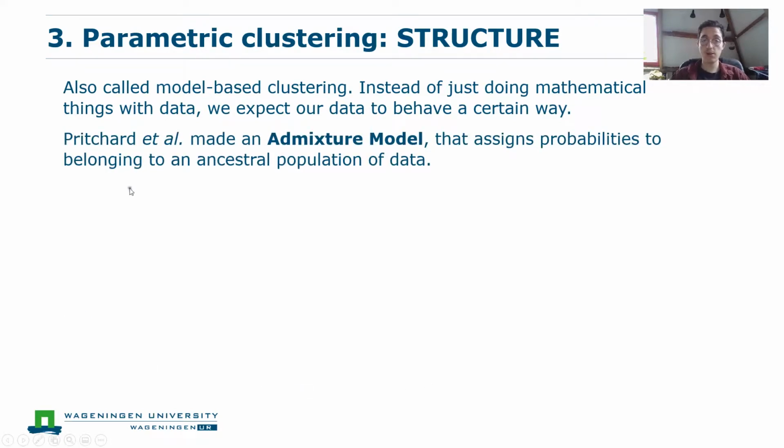Pritchard et al., in 2001, I think it is, created an admixture model that is more generally known as structure, because it's the name of the program that they created. What it does is assign probabilities to each sample of belonging to an ancestral population.